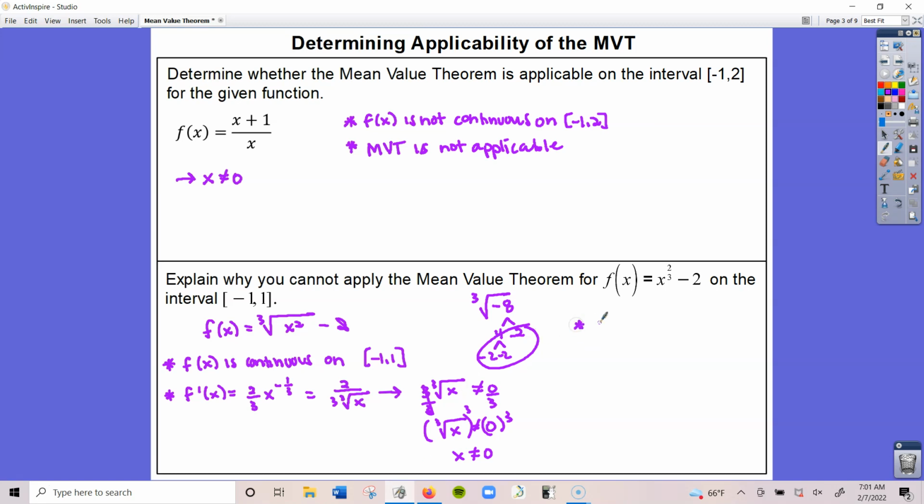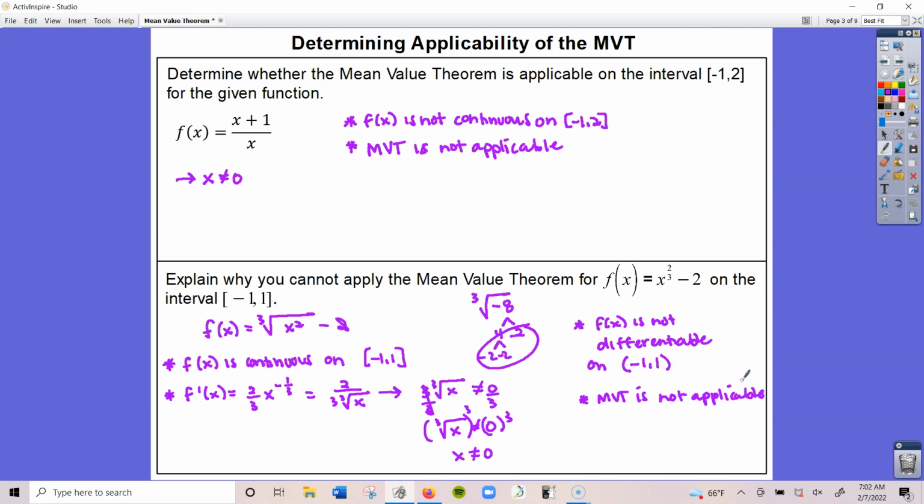So we would state here that f of x is not differentiable on the interval. Now remember, this is on the open interval -1 to 1. If the cusp was on either of these values, then it wouldn't matter because those numbers are not included. But since 0 is right in between, it's not differentiable on that interval, and therefore MVT is not applicable.